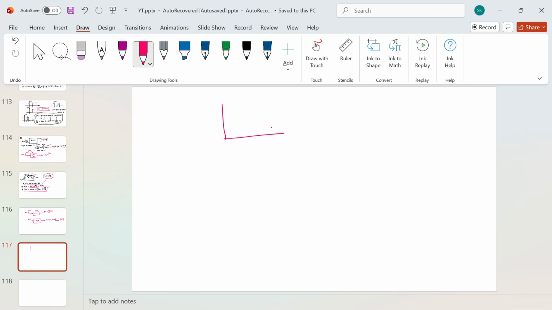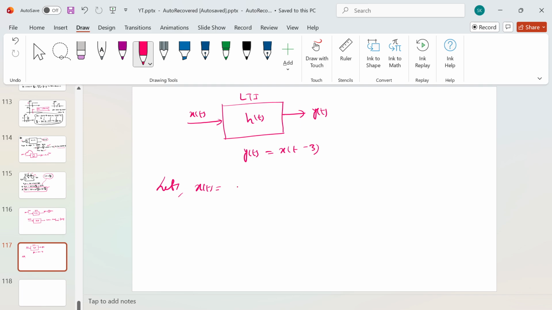So let's say you have one LTI system with impulse response h of t. This is your x of t, and this is the output y of t. Let's say the input output relationship is given by y of t equals x of t minus 3. Let the input x of t be e to the power minus j 4t. Then if you put this in this equation, you will get y of t equals x of t minus 3.